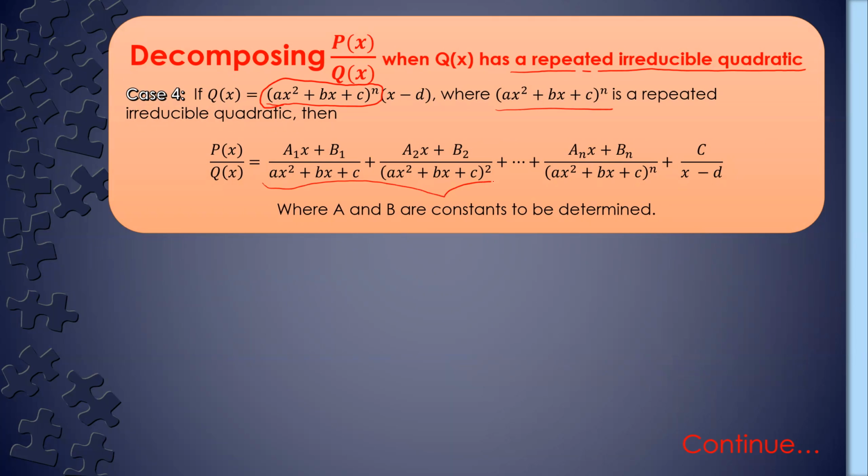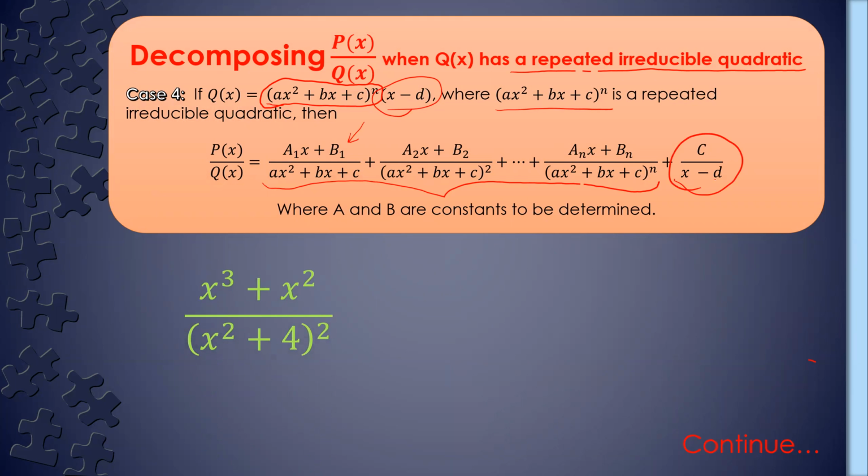Now, just like any repeated factor, we have to account for all factors. So we have to go from 1 to n in terms of the exponent. And then since the factor in the denominator is a quadratic, the numerator is going to be linear, okay? So if the denominator has one of those repeated factors plus a linear factor, then that's how it's going to be broken down.